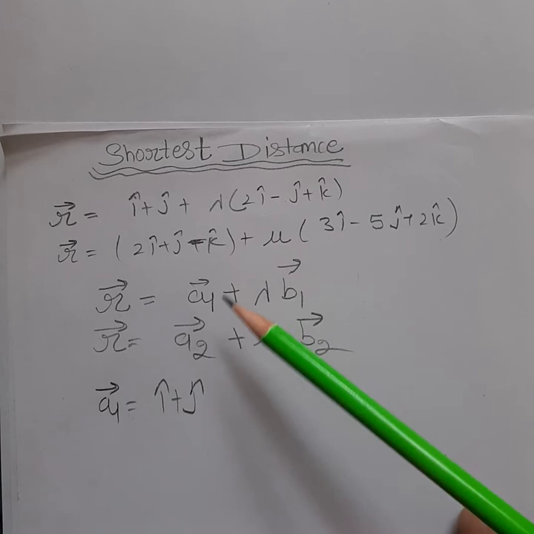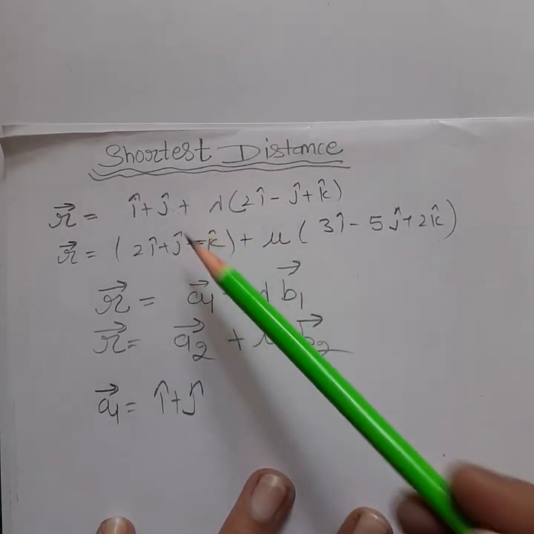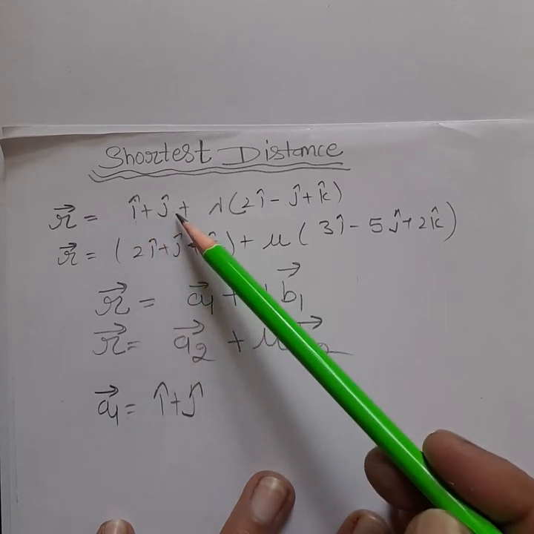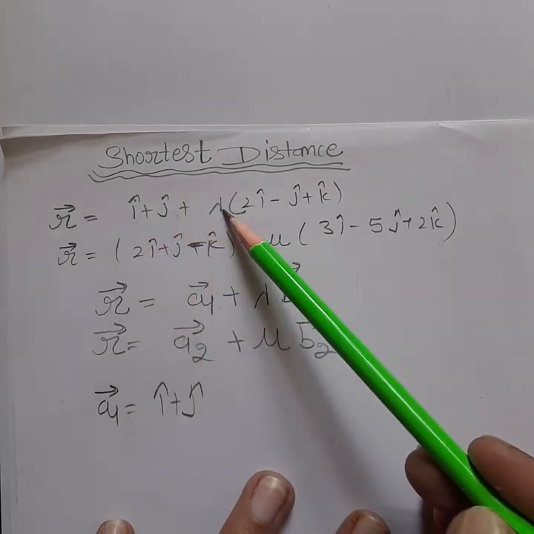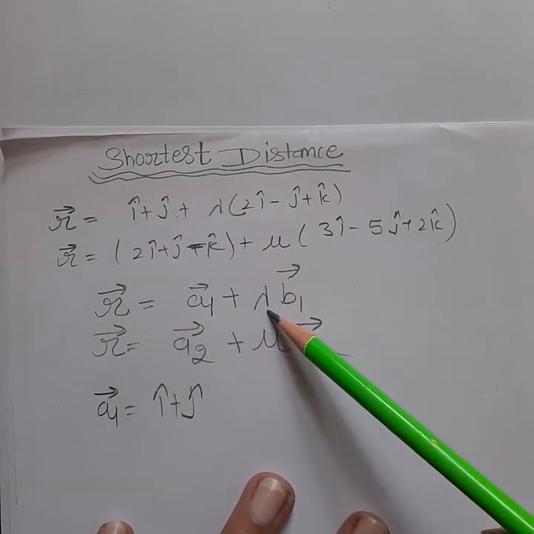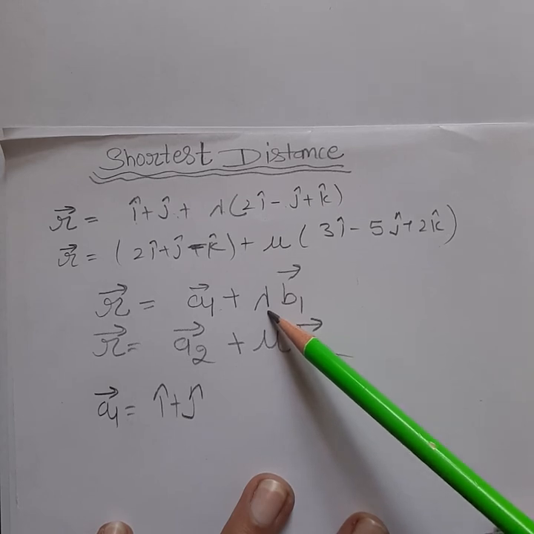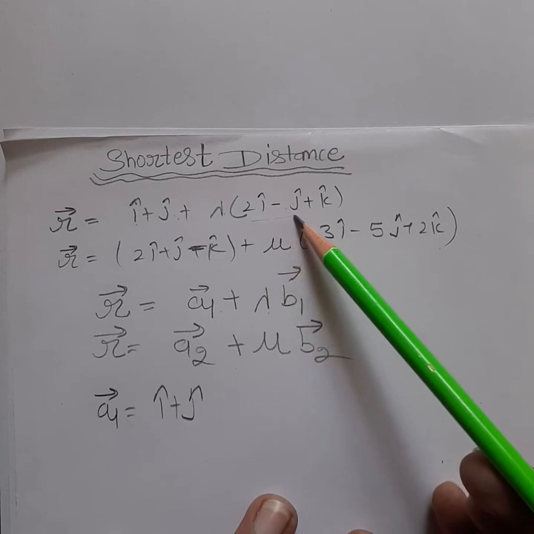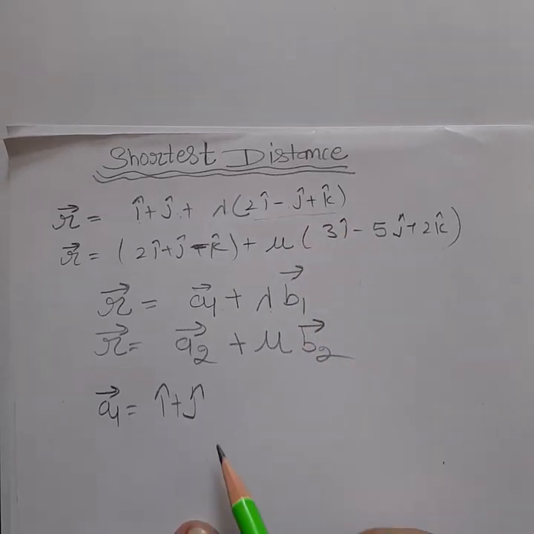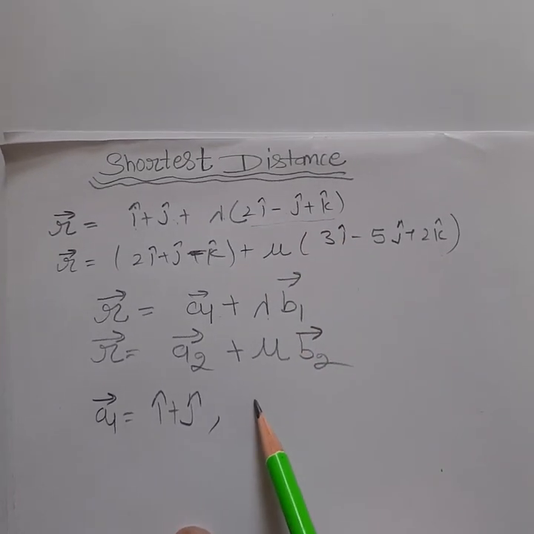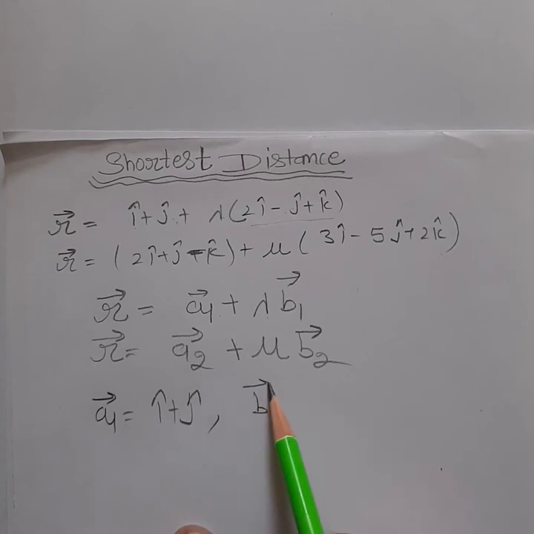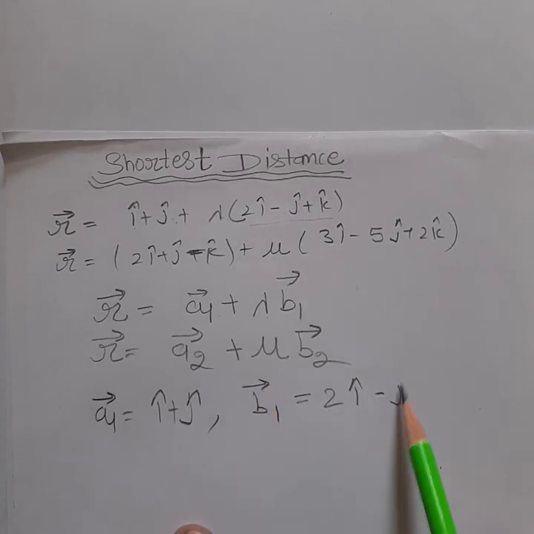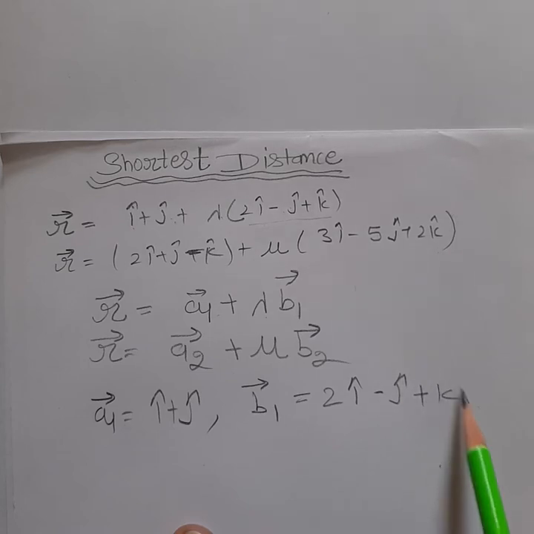You can see here when we compare both of these equations, then you get a1 is equal to i plus j, and when we compare lambda with the same coefficient constant, then we get the value of b1 vector is 2i minus j plus k. Then you can write it as b1 vector is equal to 2i minus j plus k.